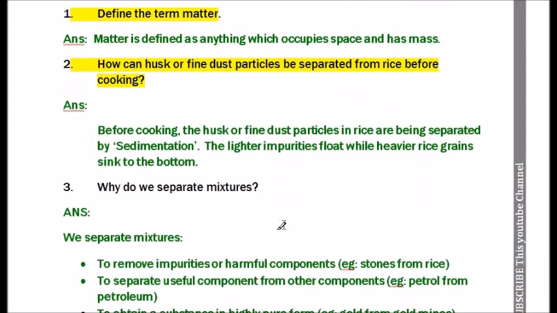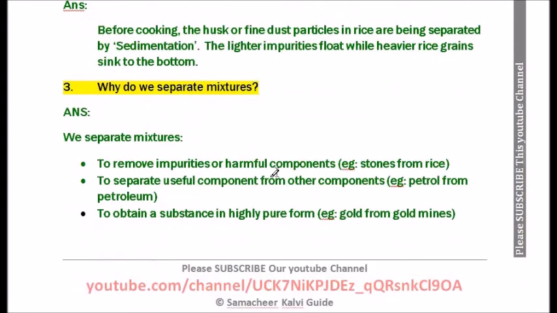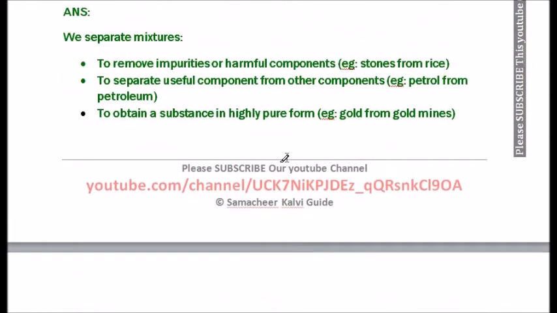Question number 3. Why do we separate mixtures? Answer: we separate mixtures, one, to remove impurities or harmful components, example stones from rice. Two, to separate useful component from other component, example petrol from petroleum. Three, to obtain a substance of high purity, example gold from the gold mine.